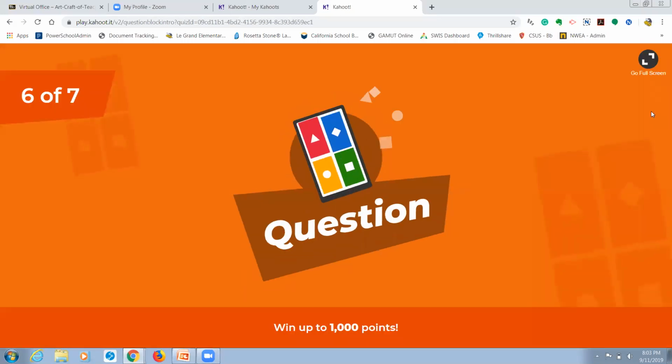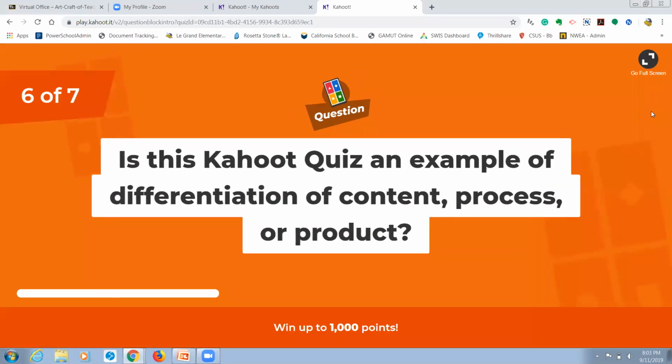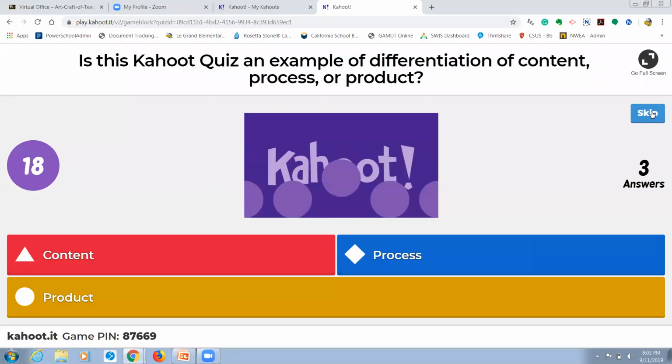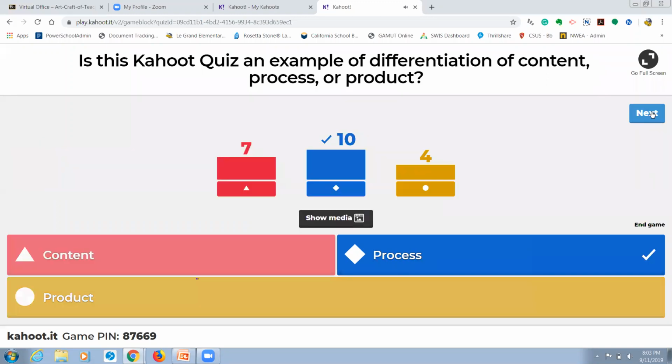Here we go. Is this Kahoot quiz an example of differentiation of content, process, or product? It is process. It's the way that I'm assessing. So it's not the product. Some of you might think that, but it's the way that I'm doing something. The process of assessment is being done differently.